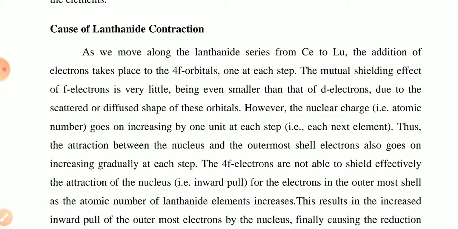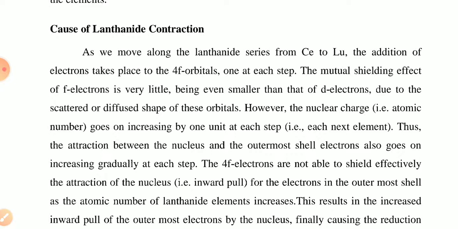So as we move along the lanthanide series from cerium to lutetium, the addition of electrons takes place in the 4f orbital, one at each step. The mutual shielding effect of the f electrons is very poor, even smaller than that of the d electrons, due to the scattered and diffuse shape of the f orbital. However, in this kind of orbital, the nuclear charge goes on increasing by 1 unit at each step, as in the next element.